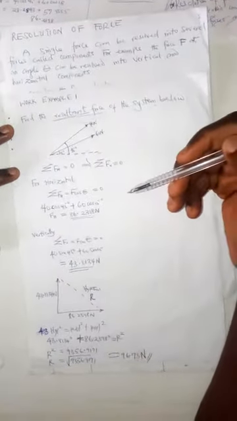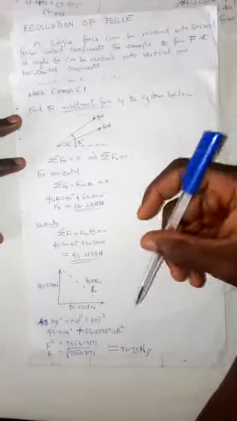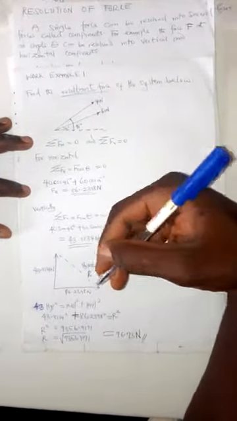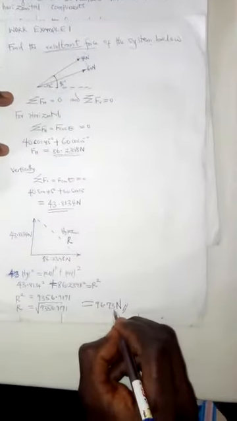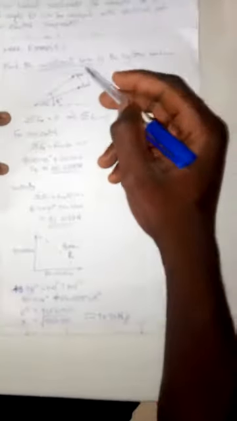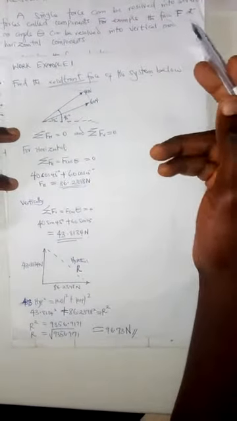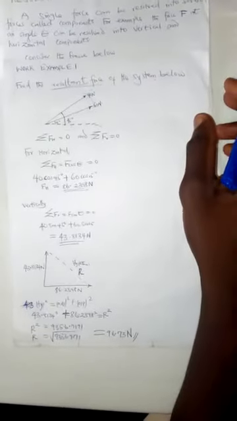Now, from the definition of the resultant, which is a single force that will give an equivalent effect, this force of 96.73 Newton will give the same effect which these two forces have given to this system. So that confirms the definition of the resultant.